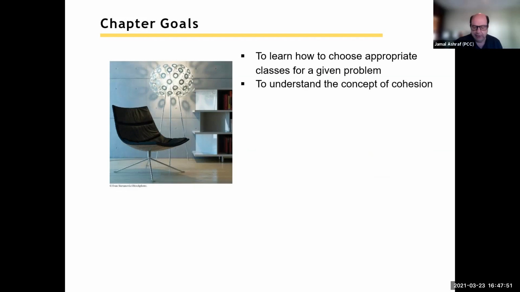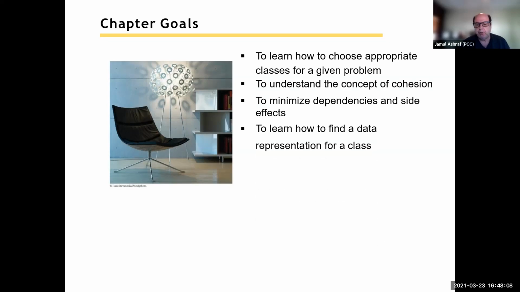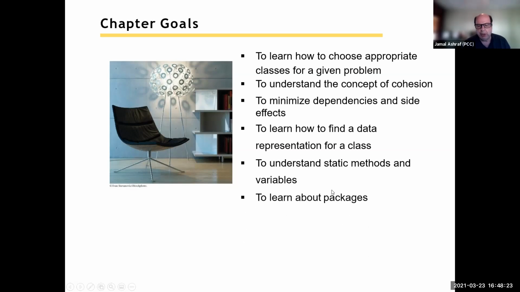We can understand the concept of cohesion, and that's where we're going to spend some time in our design to be sure our classes are done correctly. We're also going to be working on minimizing dependency and side effects. And we're going to be looking at how to find the data representation of a class. We're going to be talking about static methods and packages toward the end.